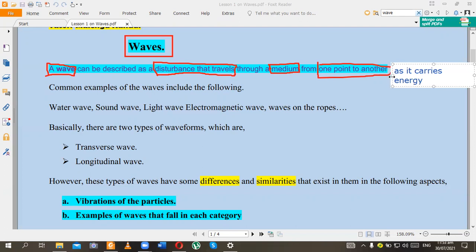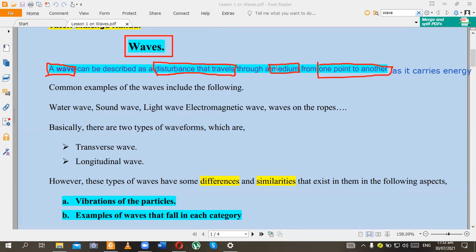Of course, when you check different books, different scholars have described waves in many ways, but that was my own way. So the disturbance travels through the media from one point to the other. There must be a media where all these waves are traveling as they move from point A to point B while carrying energy.